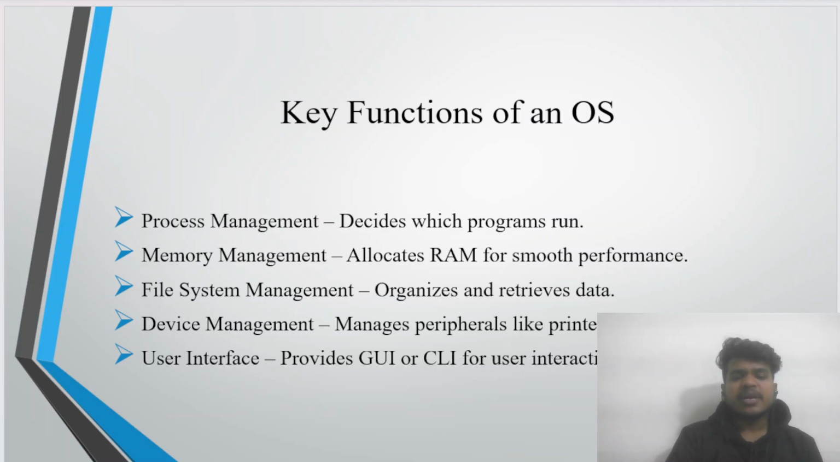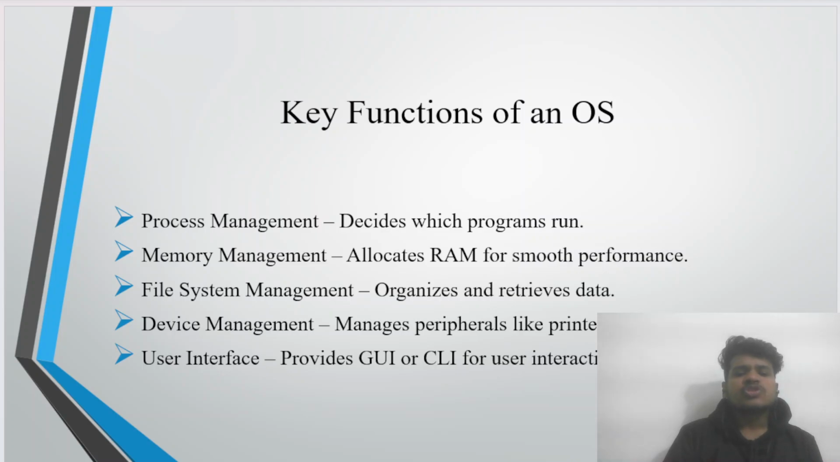Then there is memory management. The OS allocates and manages RAM, random access memory, ensuring each application gets enough space to run smoothly. Then file system management. It organizes and controls data storage, handling everything from saving files to retrieving them quickly. Then device management. Every device connected to your computer, whether a printer, keyboard, or external hard drive, needs instructions to function. The OS ensures they all work together without any conflict.